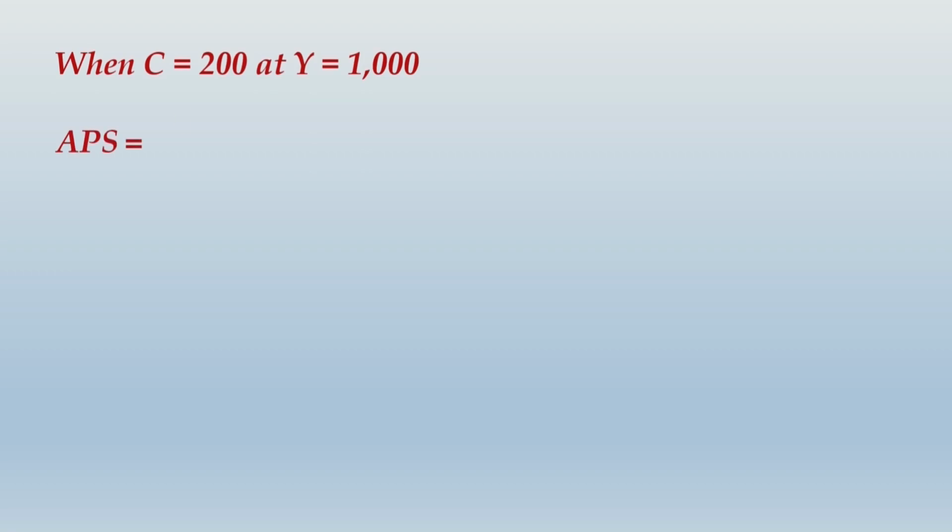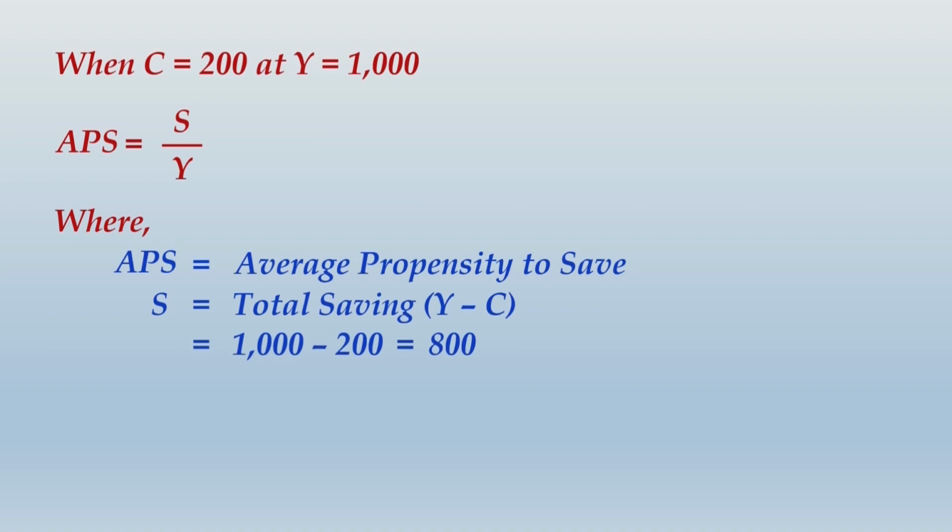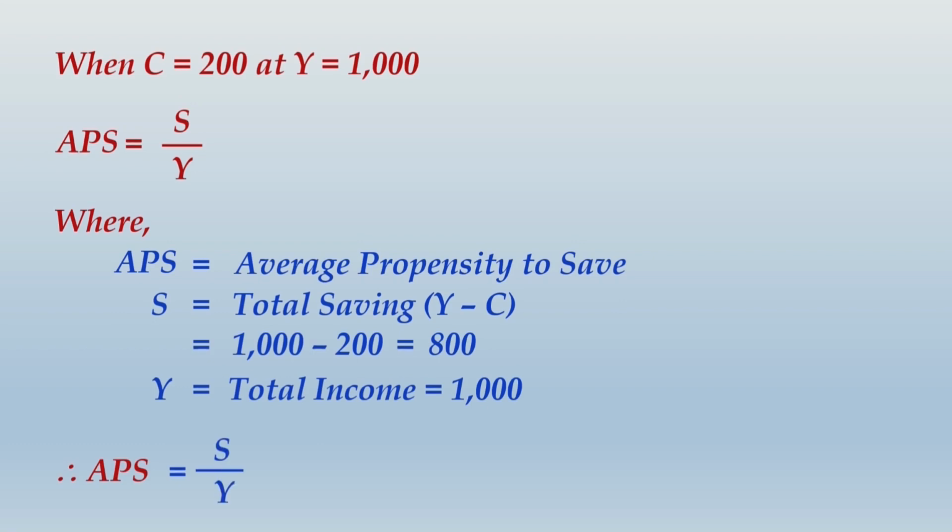So the first part, I have explained you all these things. APS stands for average propensity to save. S is total savings, which will be Y minus C, that is income minus consumption. In this case, it is 800, and Y is the total income, which is 1000. So APS in this case will be 800 by 1000, that is 0.8.